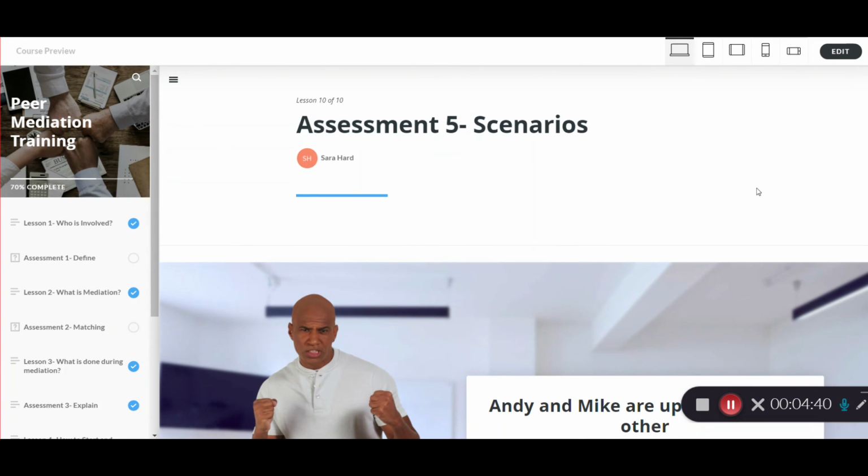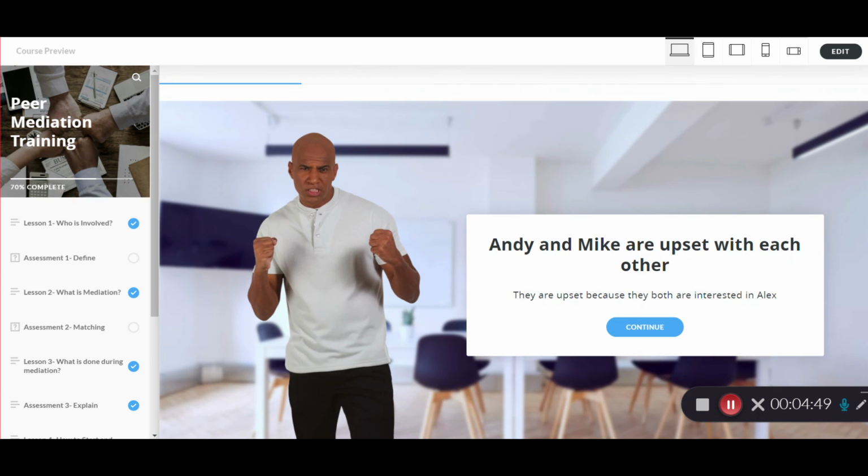And the final summative assessment for this training is 5 scenarios in which the learners must briefly write what they would do if they were the mediator in each of the situations.